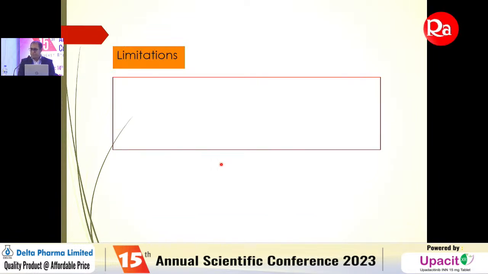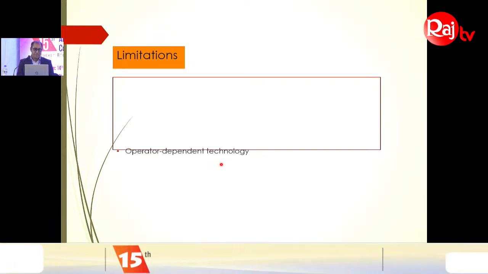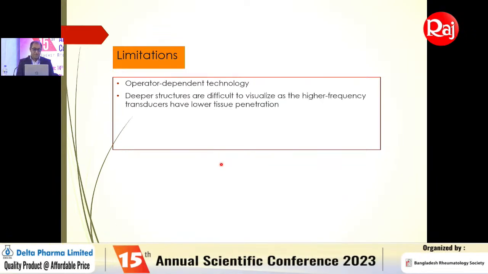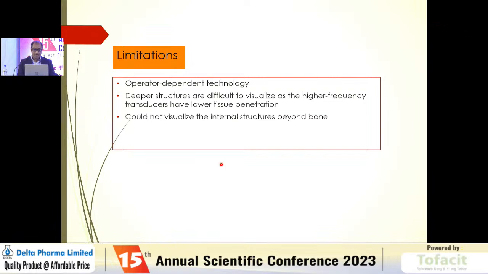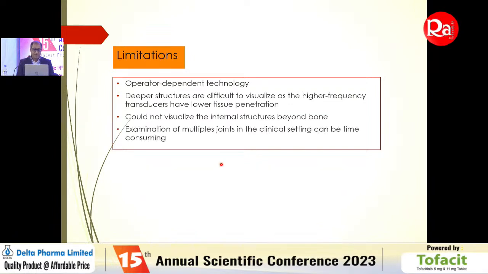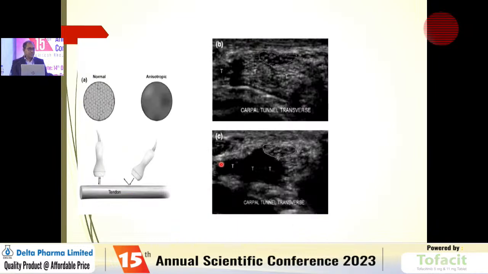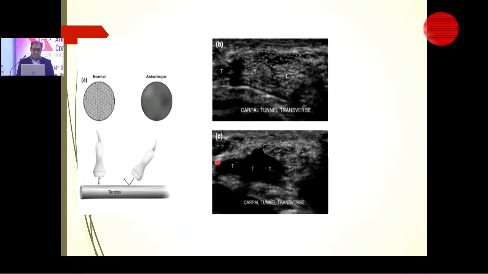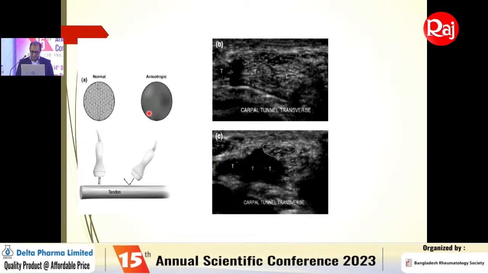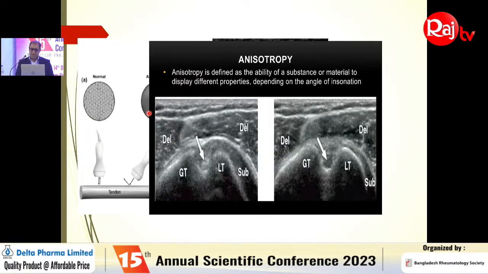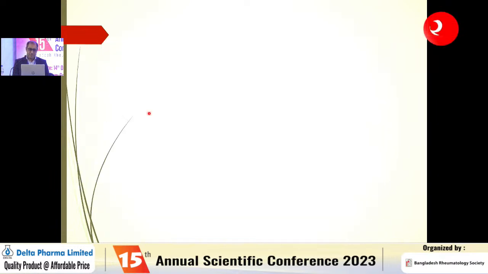There are no absolute contraindication of musculoskeletal ultrasonography, but there are some limitations like operator dependent technology. Deeper structures are difficult to visualize as the higher frequency transducers have lower tissue penetration. Could not visualize the internal structures beyond the bone, and examination of multiple joints at a time is time consuming. And here it is a problem in doing the musculoskeletal ultrasonography. If it is not done properly, the normal structures can be found as pathological structures. That is called anisotropy. So we have to be careful enough to do the ultrasonography.